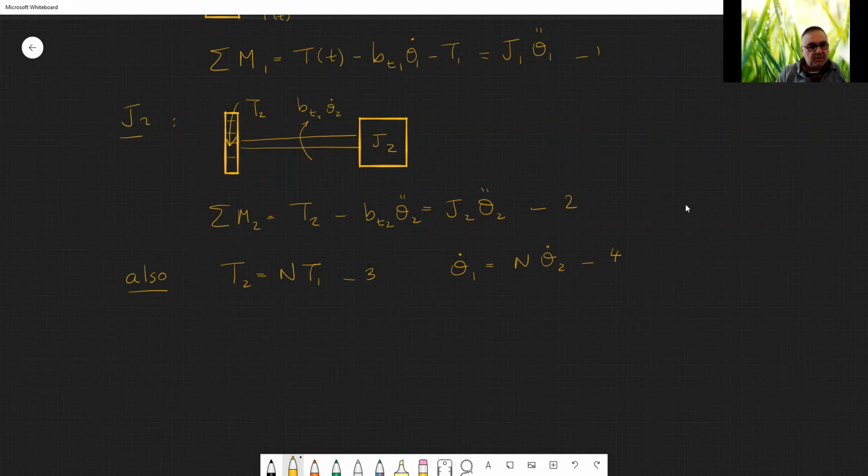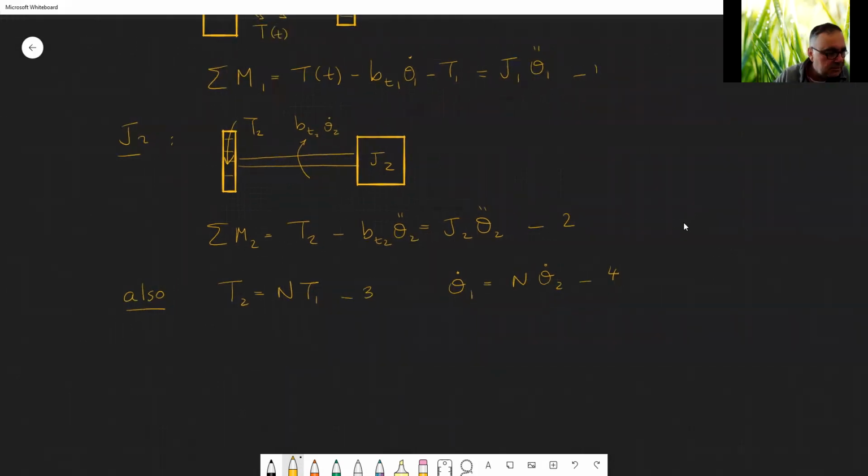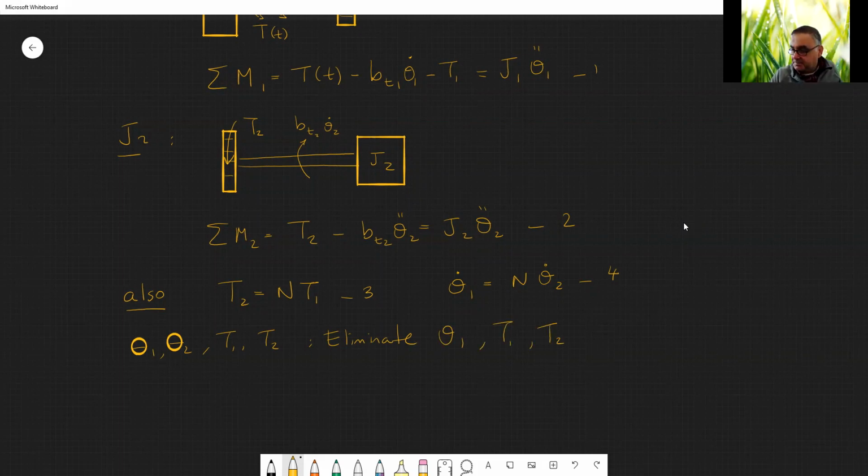Actually, we have four equations. And what do we have? Four equations with unknowns, or the variables are as follows. You have theta 1 and its derivatives, theta 2 and its derivatives, T1 and T2. What do we want to eliminate? We want to eliminate theta 1, T1, and T2. We want to eliminate three of them, and we will be left with theta 2 and T. That is what we want.